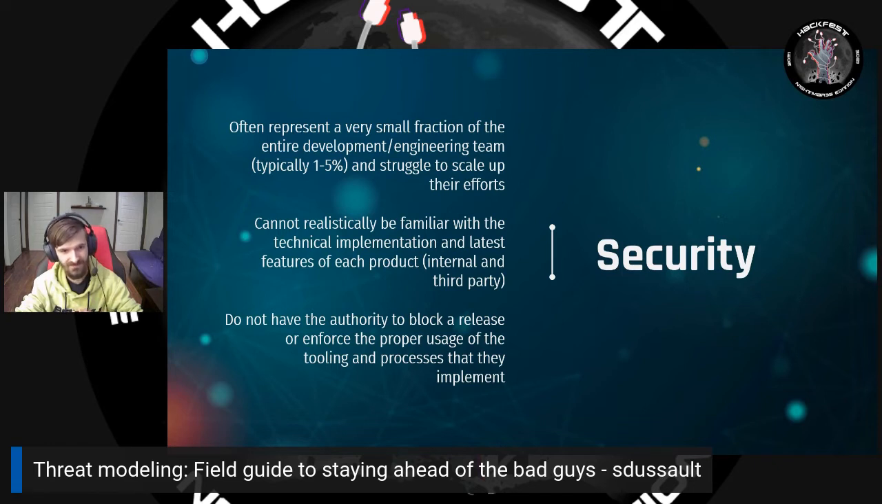They also don't always have the authority to block a release or enforce the proper usage of the tooling or processes. Very often, the security team will be able to roll out a new tool, for example a SAST, a static analysis tool, or a DAST, a dynamic analysis tool, that you can deliver to your product teams and hope for the best. Basically, you just hope that they will leverage them to the best of their capabilities. But that's about where your authority as a security team ends. And this is something that devs can bring to the table.